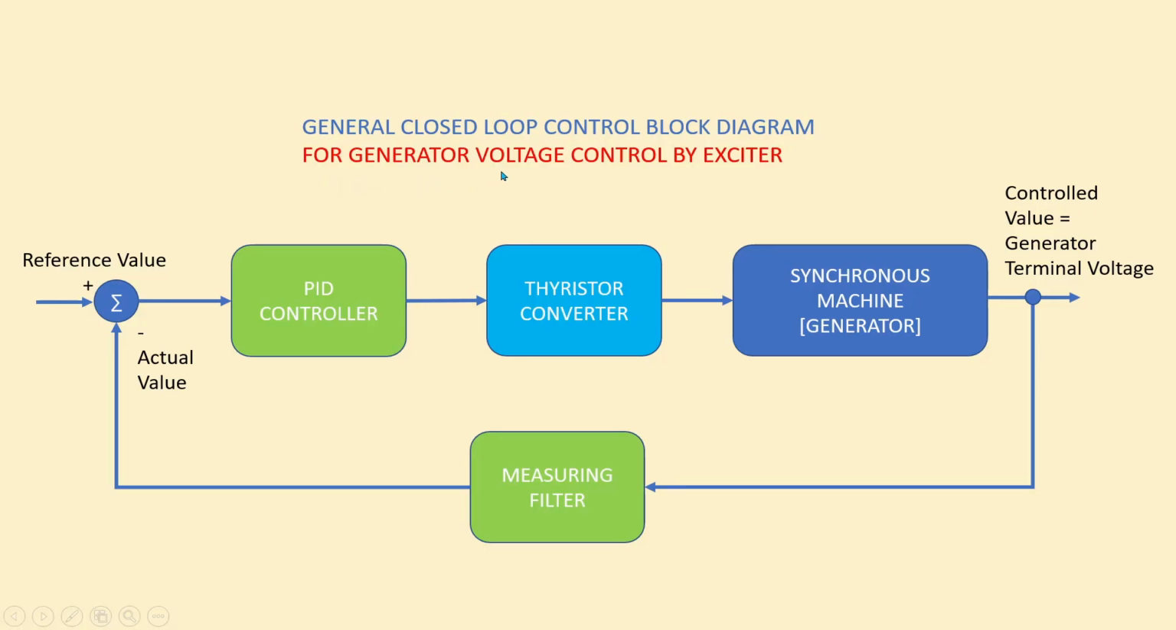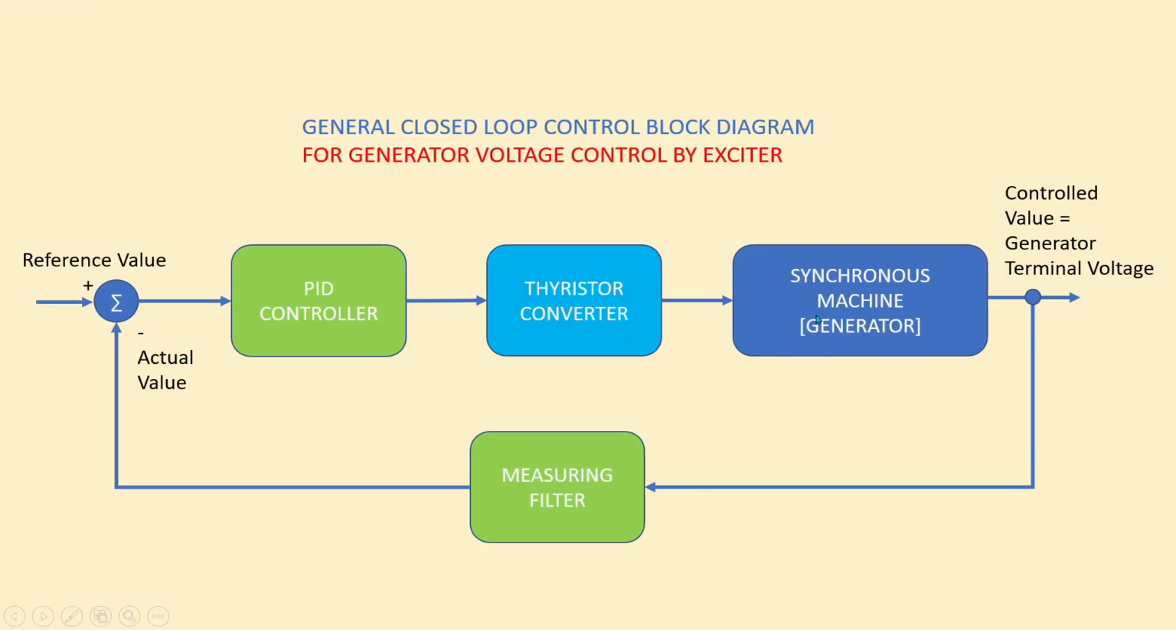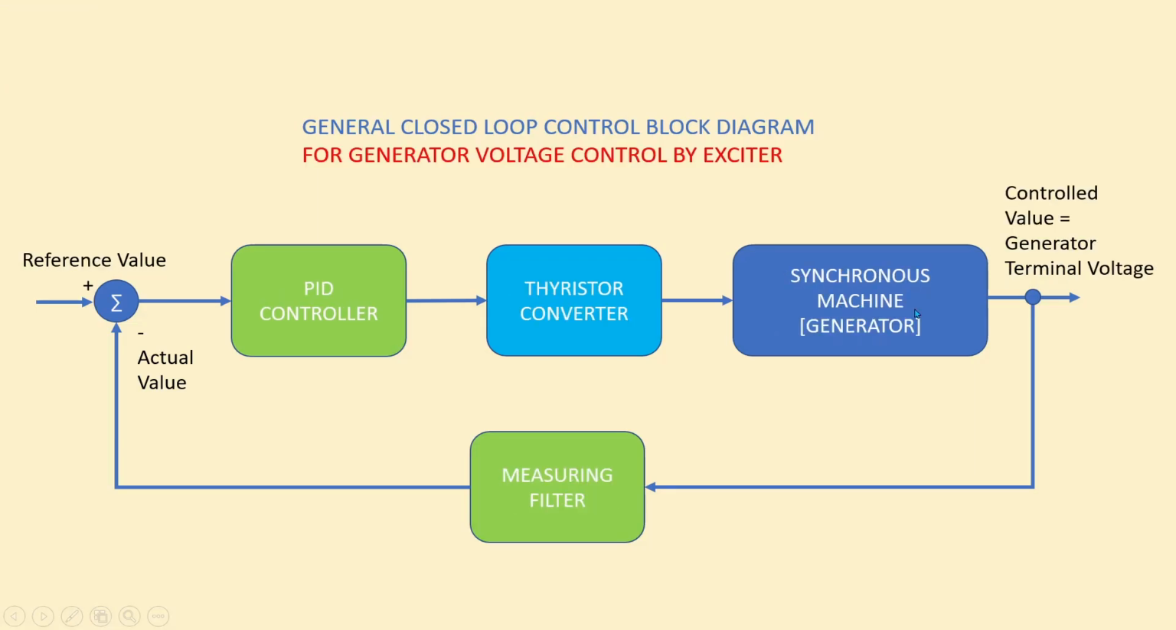For the generator voltage control by an exciter, the controller is meant as a PID controller, the power stage is meant as a thyristor converter, the process is meant as a synchronous machine or generator. The controlled value is the generator terminal voltage. In case of the static exciter, only the PI control algorithm is used. The PID control algorithm is typically applied to AVR systems with rotating exciter machines, such as brushless exciter.